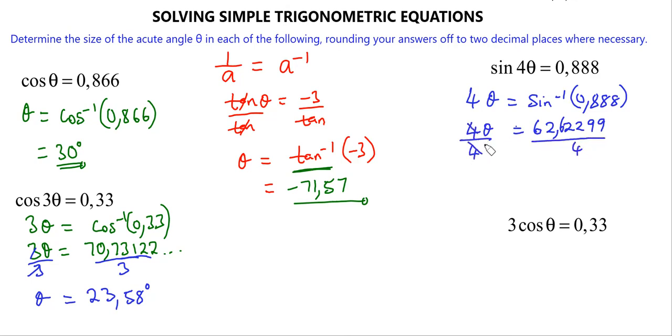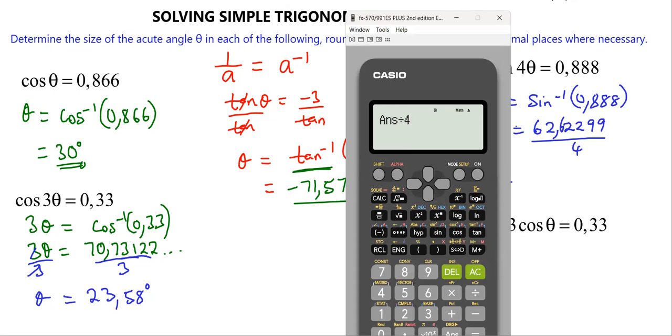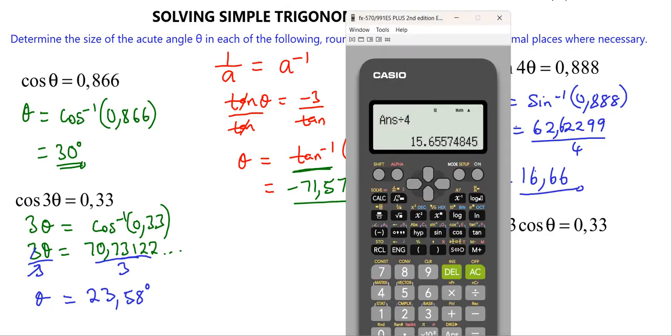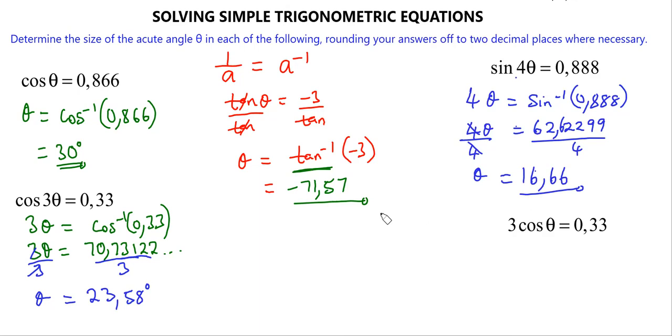So always teach yourself that before you reach the final answer, you must not round it off. So here, if we divide by 4, what are we going to get? We're going to get 15.66. Yes, 15.66.